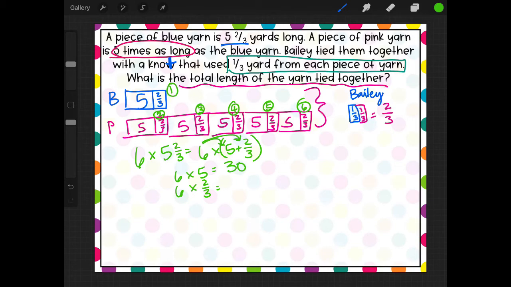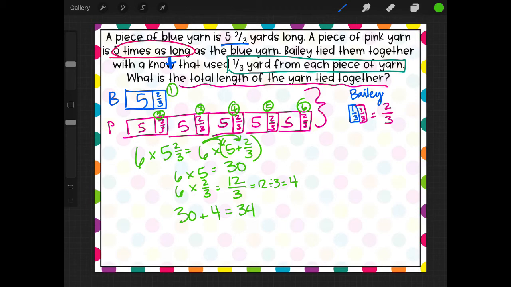6 times 2/3. Let's see. I do 6 times 2, which is the same as 12/3. 12/3 is a fraction that's greater than 1. So remember, this is the same as 12 divided by 3. Oh, 12 divided by 3. We've made 3 groups out of 12 before. We end up with 4 in each group. So now I can take 30 plus 4 and add those together to get 34.